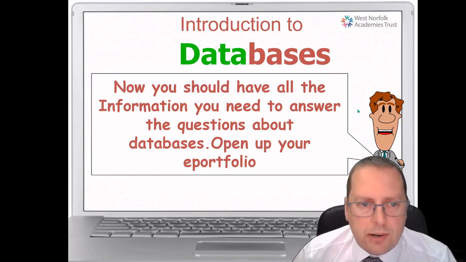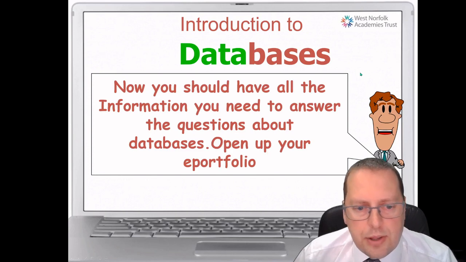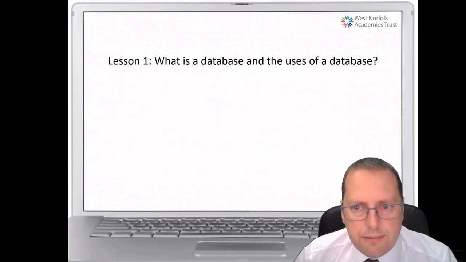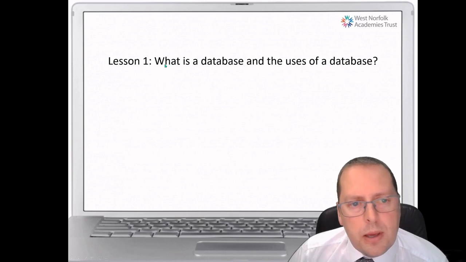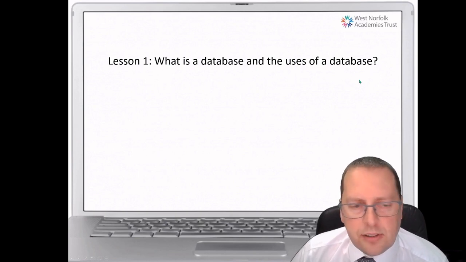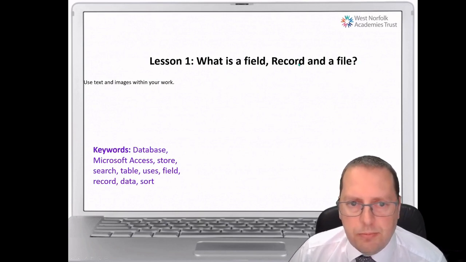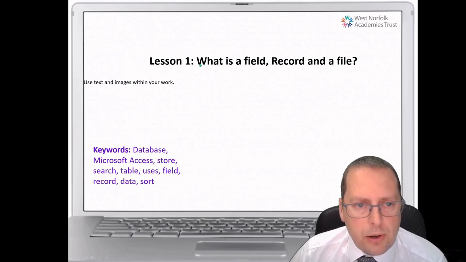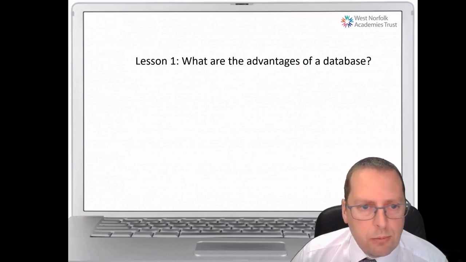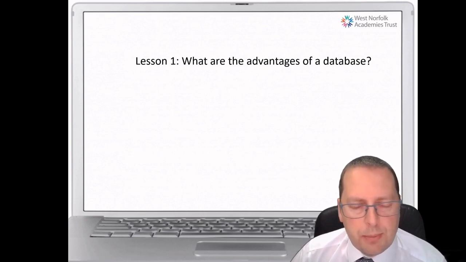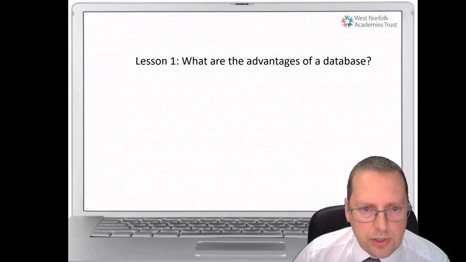So you should now have the background information you need about a database, and you've got certain questions that you're going to need to answer that are in your ePortfolio. Now these files are saved for you, so you can answer these questions from your ePortfolio. You can pause the video while you do them, but you need to say what is a database and the use of the database. The next question you need to answer is what is a field, record and a file. So you can look back through this video or through the PowerPoint to find this information. And what are the advantages of a database? And remember, we've gone through those when we looked at the differences between a paper-based filing system and a computer database. So you do need to pause the video and answer those questions.